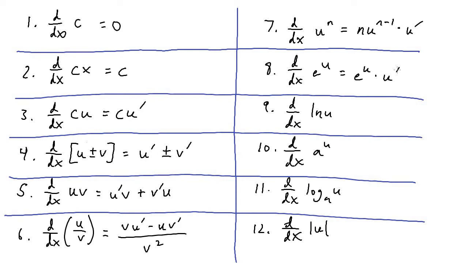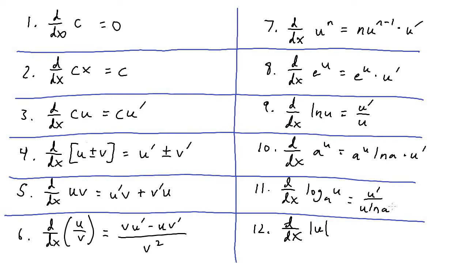For number 9, derivative of ln of u is going to be u prime over u. For number 10, the derivative of a to the u is going to be a to the u times the natural log of a times u prime. For number 11, the derivative of log base a of u is going to be u prime over u times the natural log of a.